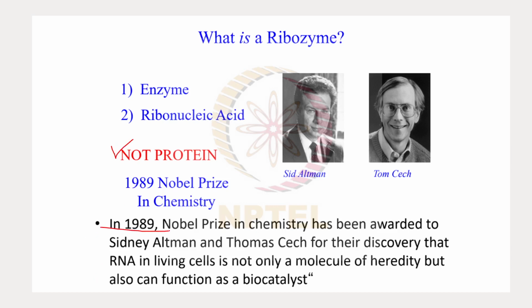In 1989, the Nobel Prize in Chemistry was awarded to Sidney Altman and Thomas Cech for the discovery that RNA in living cells is not only a molecule of heredity but can also function as a biocatalyst. These two scientists got the Nobel Prize in 1989 for the discovery that this molecule of heredity, RNA, can function as a biocatalyst. Okay, let's move to the next question.